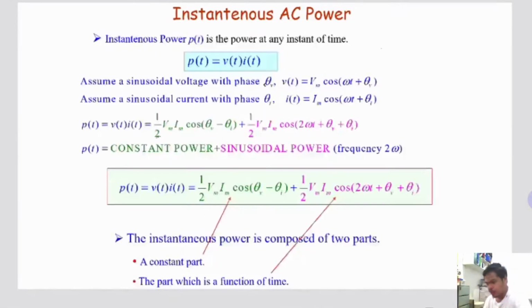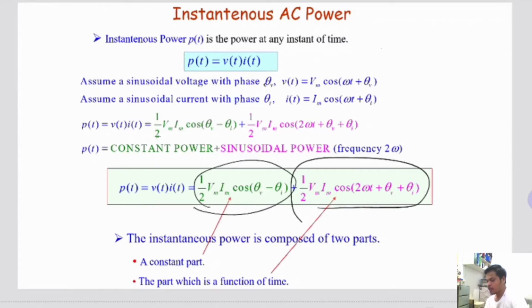Next, the instantaneous AC power consists of two parts. We have here the constant part and we have here the part which is a function of time. This constant part is usually termed as the real, or this is our constant power.